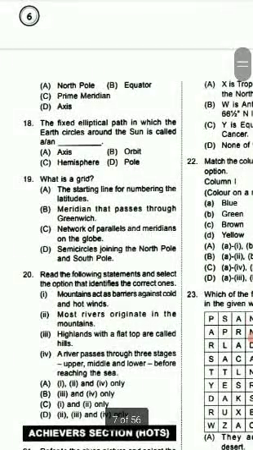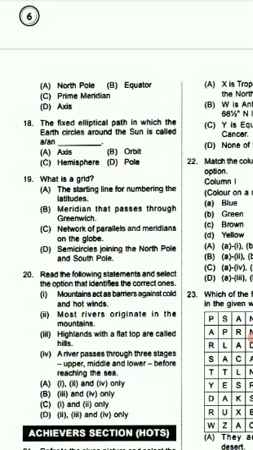Number 19. What is a grid? There are four options. A. The starting line for numbering the latitudes. B. Meridian that passes through the Greenwich. C. Network of parallels and meridians on the globe. D. Semicircles joining the North Pole and the South Pole. And the correct answer is C. Network of parallels and meridians on the globe.